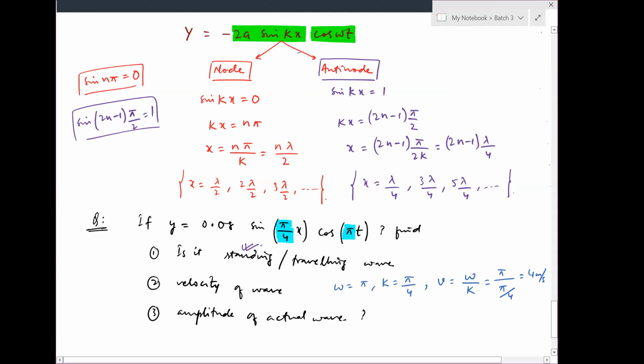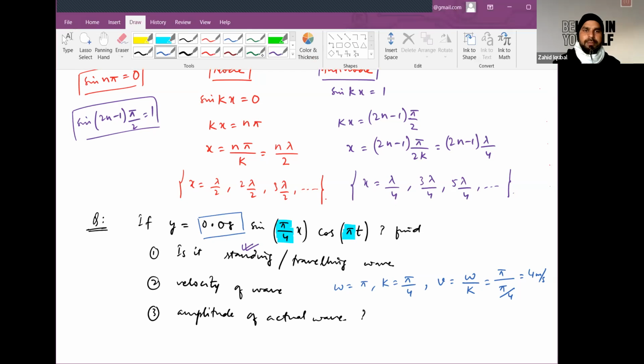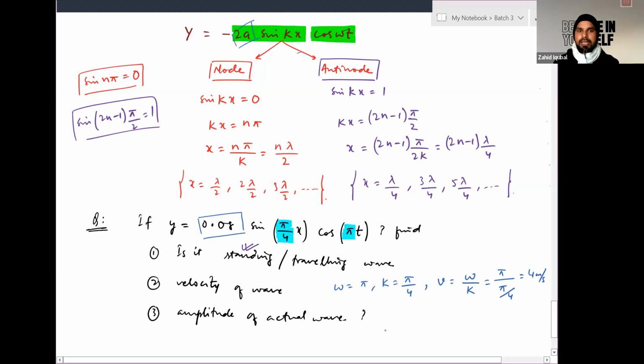Now, how to calculate amplitude of actual wave? So in this part, we have total amplitude 0.08. So if you compare to the above part, you can say on adding or superimposition, amplitude becomes double. So if you have to get amplitude of actual wave, it must be half of it. So 2a equals to 0.08. So a is equal to 0.04 meter.